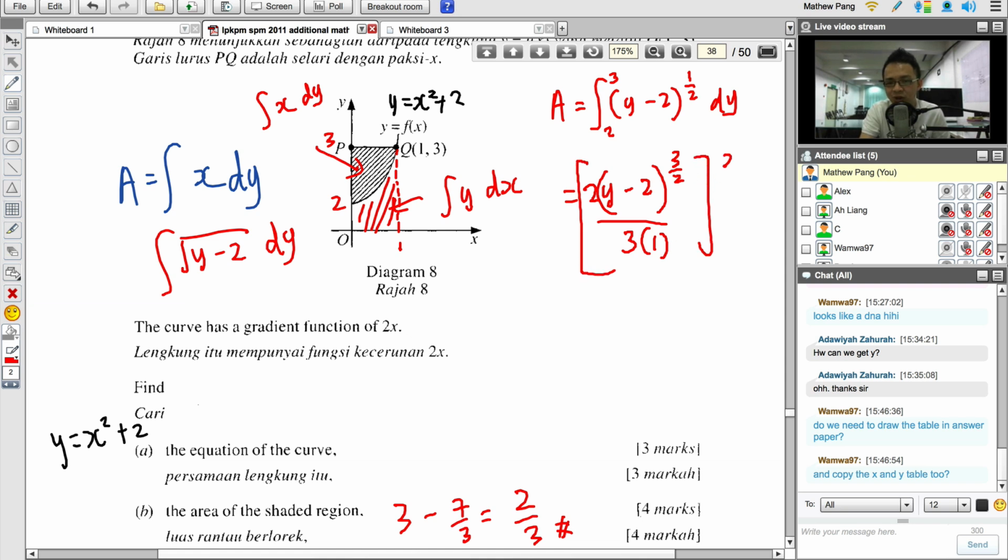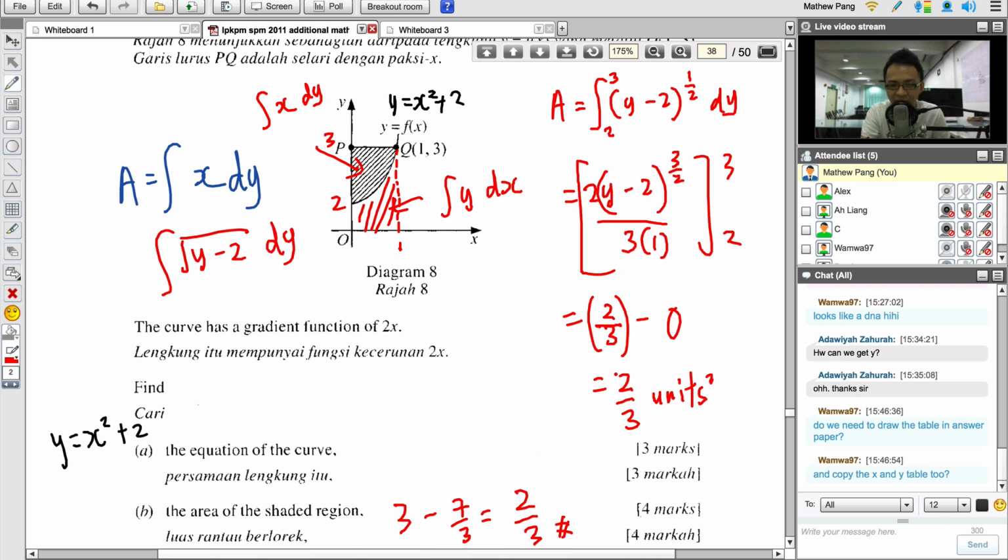Alright, so I just solve this one. Substitute 3 into here is 2. 3 minus 2 is 1. 1 is just whatever power is just 1. So this is 2 over 3. Minus 2 over 3, minus, I substitute 2 into here, this is 0, 0. So answer is 2 over 3 unit square. See, both actually will give you the same answer, but you'll find out the first one actually is much easier if you understand how to do this part.